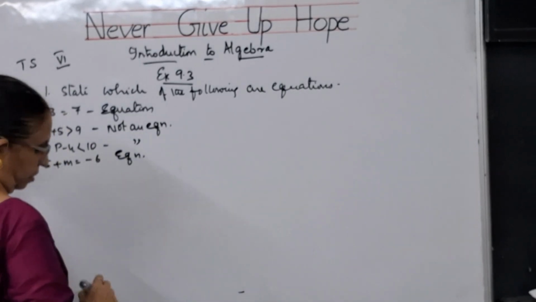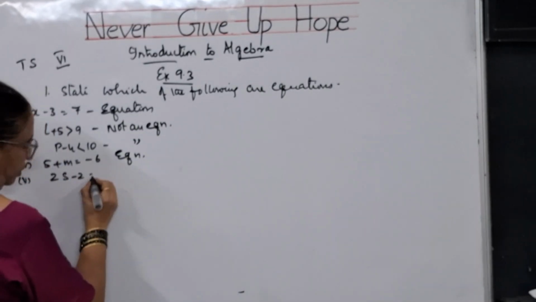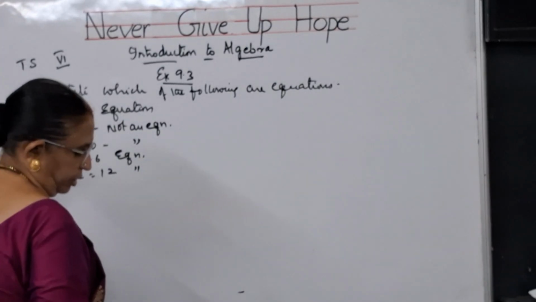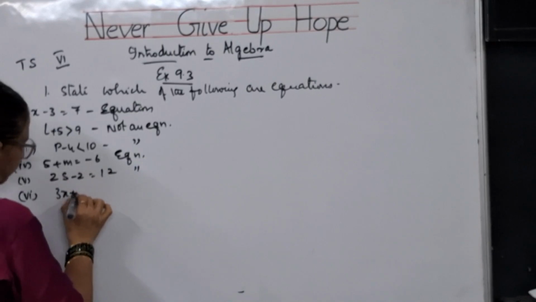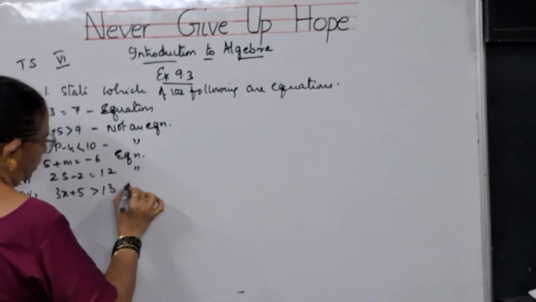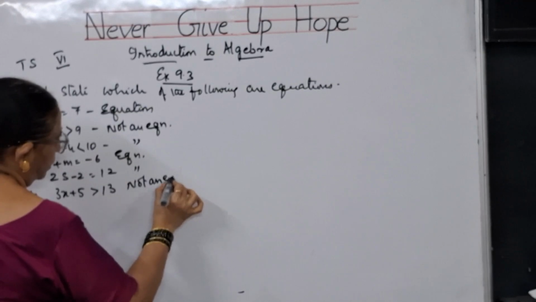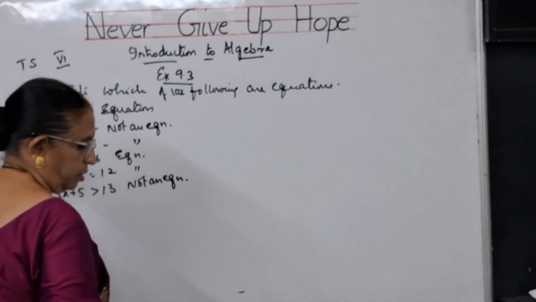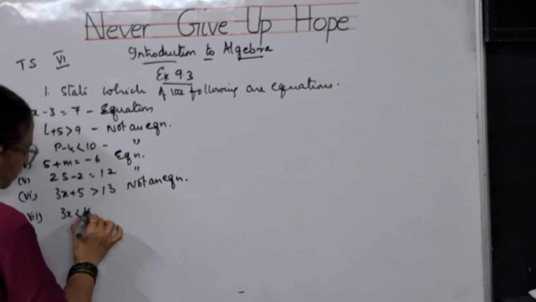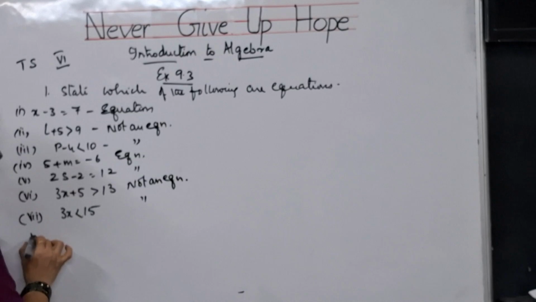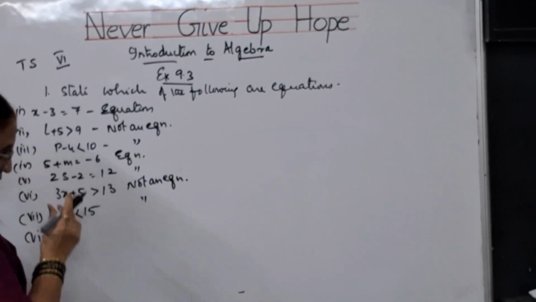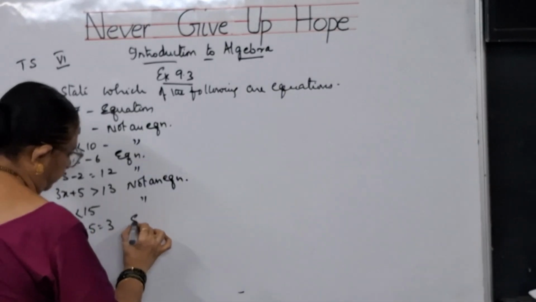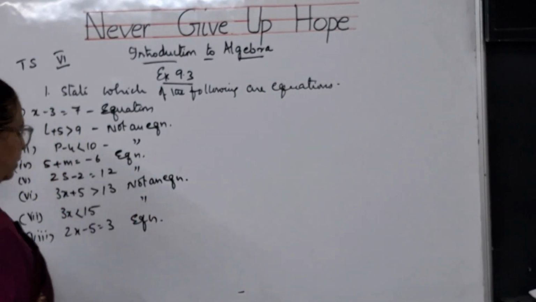Fifth bit, 2s minus 2 is equal to 12. This is also an equation. Sixth bit, 3x plus 5 is greater than 13. It is not an equation. Seventh bit, 3x is less than 15. This is also not an equation. Eighth one, 2x minus 5 is equal to 3. It is an equation.